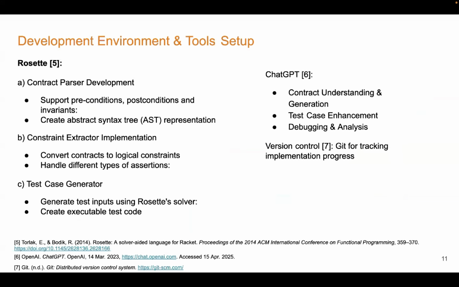Moving on to my approach, I utilized Rosette for three reasons: its contract parser development, constraint extraction and implementation, and test case generator. Rosette supports preconditions, postconditions, and invariants, and creates abstract syntax SAT representation. It also handles different types of assertions and allows for tests to be generated via Rosette Solver. I also utilize ChatGPT for contract understanding and generation, which you will see later in the presentation, and also test case enhancement and debugging and analysis. Lastly, I utilize version control via Git for tracking implementation progress.